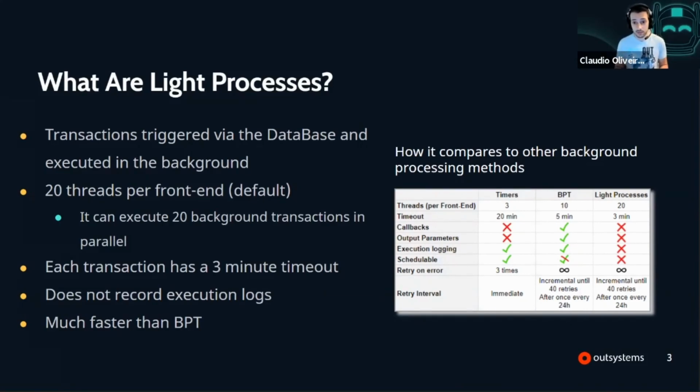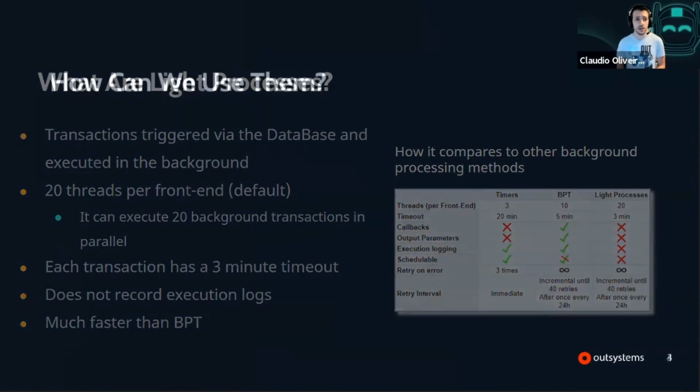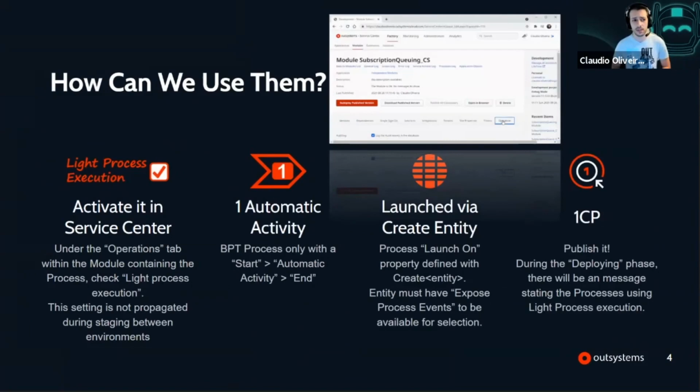Also, due to the speed and the number of transactions available, light processes are great to use on a very high throughput system like a message queuing system that exchanges information. But I'll go through this later in this session. Now, how can you use them?